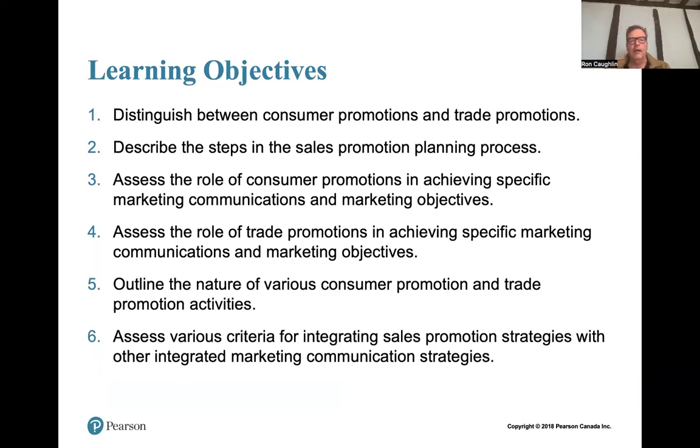We're also going to look at the nature of various consumer promotions and trade promotion activities. I will review some examples for you and video related to that, as well as the digital world and how Facebook contests are very popular today. Even, you may not think so, but Facebook is still leading in that area. And then lastly, some criteria related to integrating sales promotion strategies with the overall brand and integrated marketing communications program that you put together.